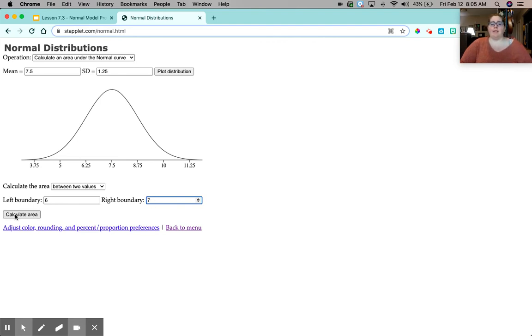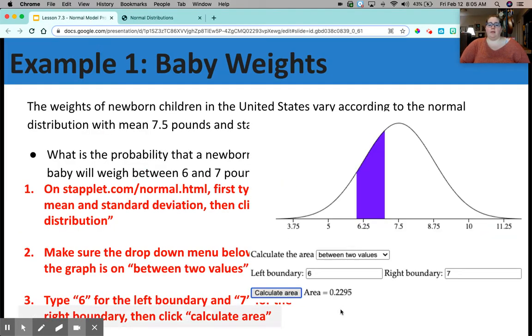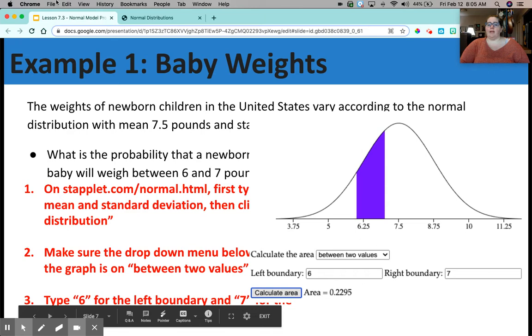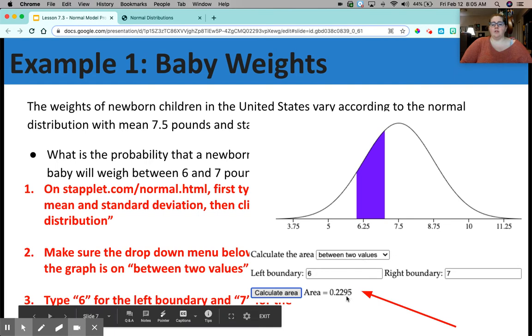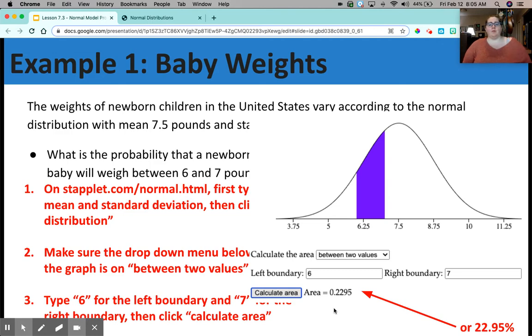I'm going to say calculate area, and voila, it will give you the area that is between those two values. And it even shades it on the graph for us, which is really handy. So now we know that the area between those two values is 0.2295, which is 22.95%. So about 22.95% of newborn children will weigh between 6 and 7 pounds when they are born.